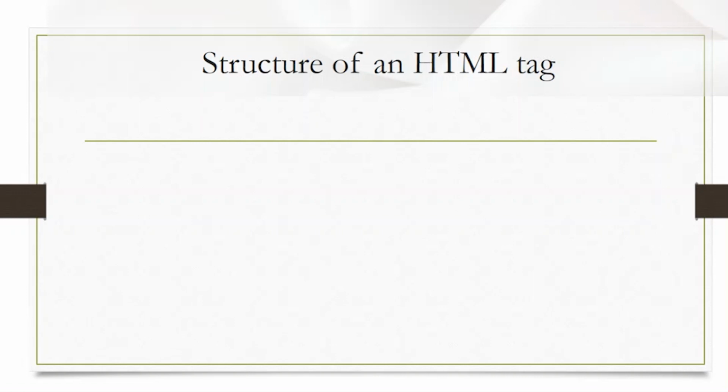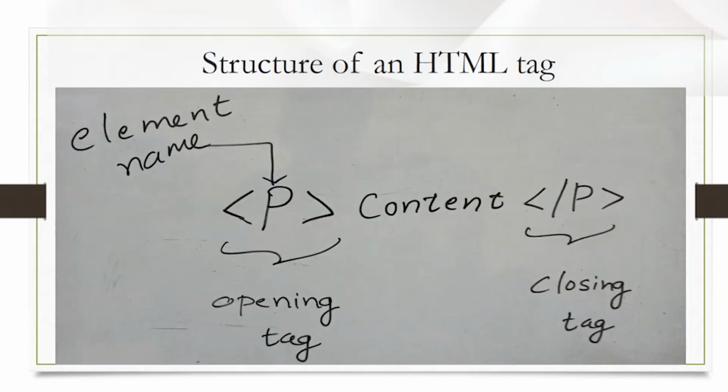Structure of an HTML tag. It is important to understand what an HTML tag consists of and how to syntactically code up an HTML tag. Usually, HTML tags have an opening tag and a closing tag, and they are surrounded by some content. The P stands for paragraph, and the content between the opening tag and the closing tag should be treated as a paragraph. P itself is called an element, and together with angle brackets, it's called a tag.